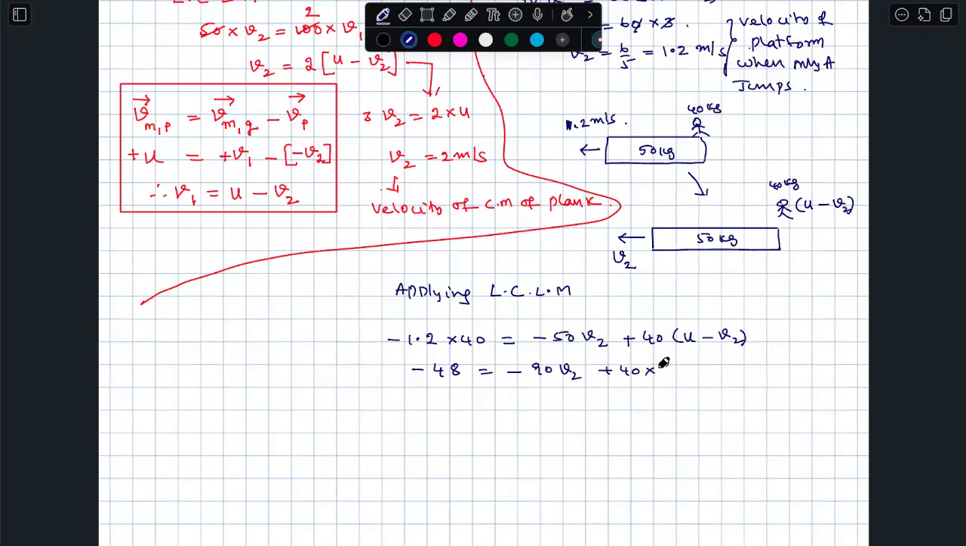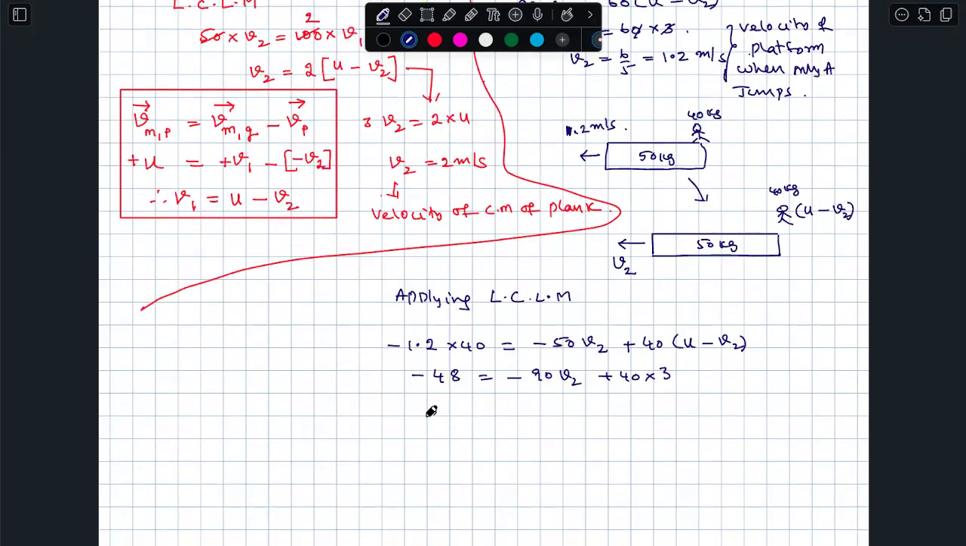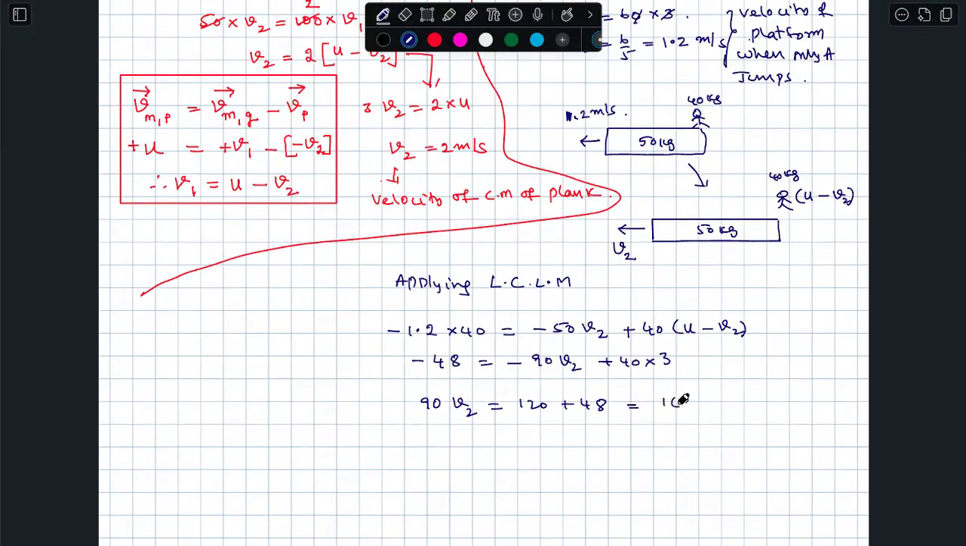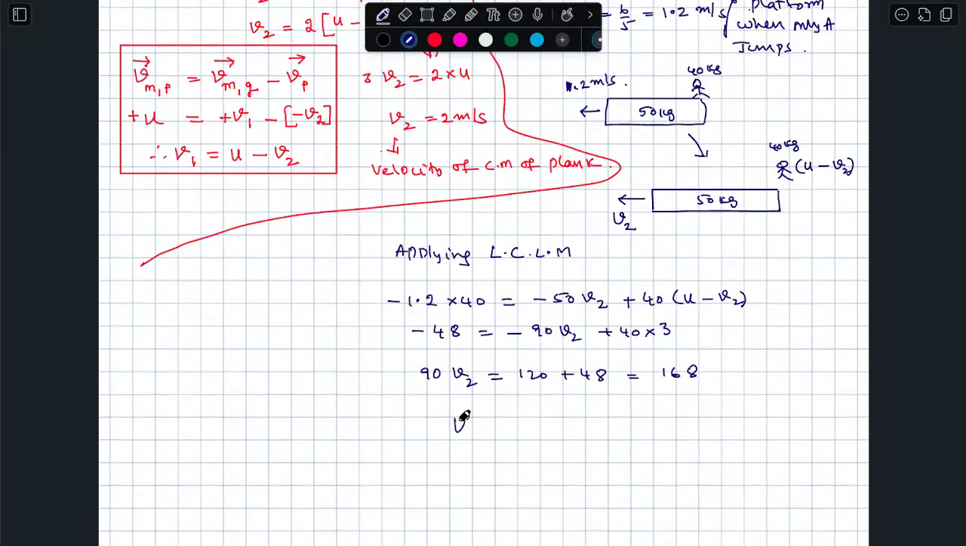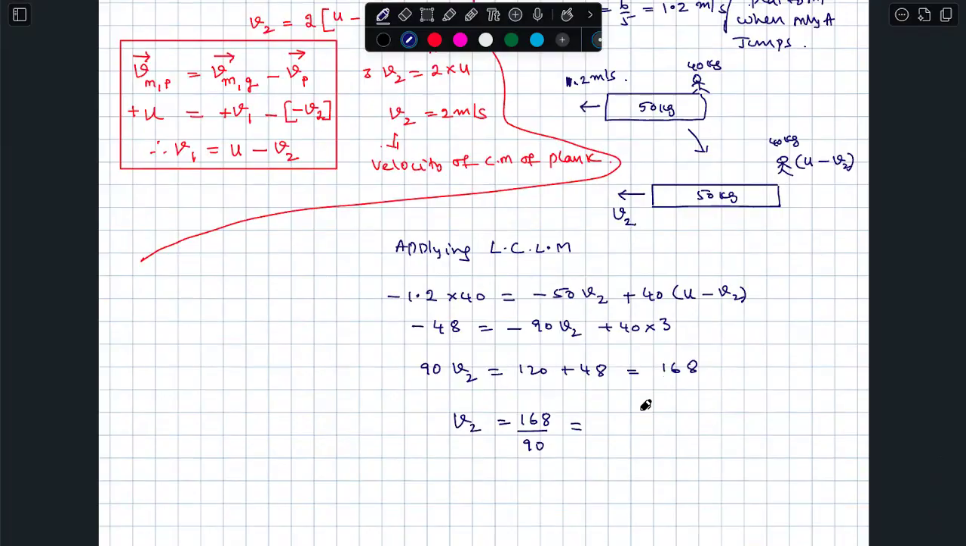What do you mean by U? U is 3, right? So 90 V2 is 120 plus 48, correct? And that is 168. So what is V2 now? 168 by 90. Please tell me the value of this. I think I am getting a wrong answer actually.